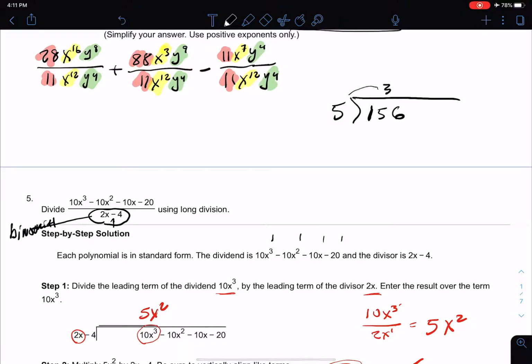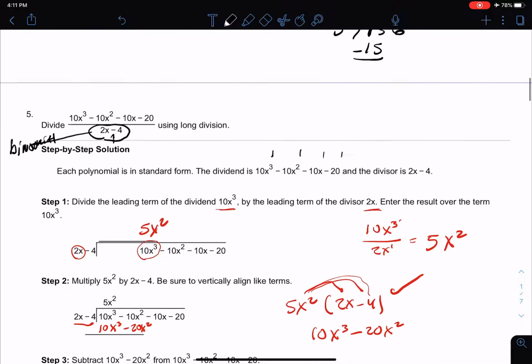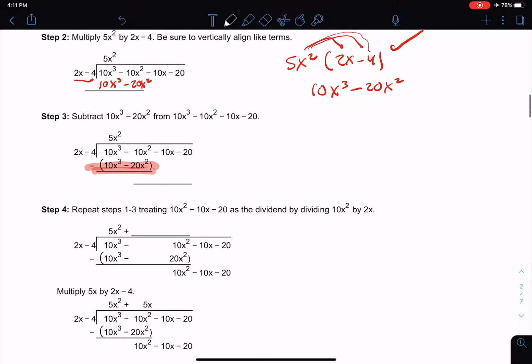So notice we're multiplying, right? That's what we did in our polynomial long division. That gives us 15. Now we subtract, and guess what we're going to do right now? Guess what our step is right now? We're going to subtract. Notice the subtraction symbol.